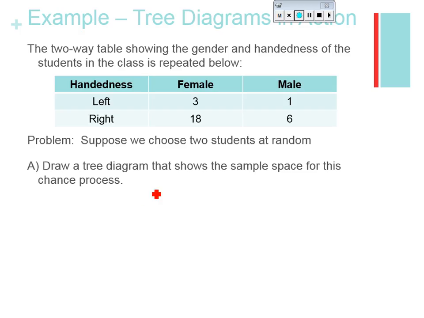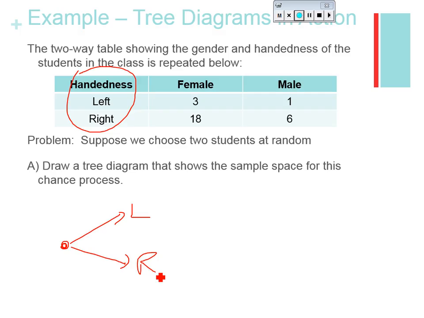So, a different example with a two-way table, and the question here says, suppose we choose 2 students at random. Draw a tree diagram that shows the sample space for this chance process. So I'm going to start first with handedness, left-handed, right-handed. So here's my starting point, and first, I could choose a student that's left-handed, or I could choose a student that's right-handed.